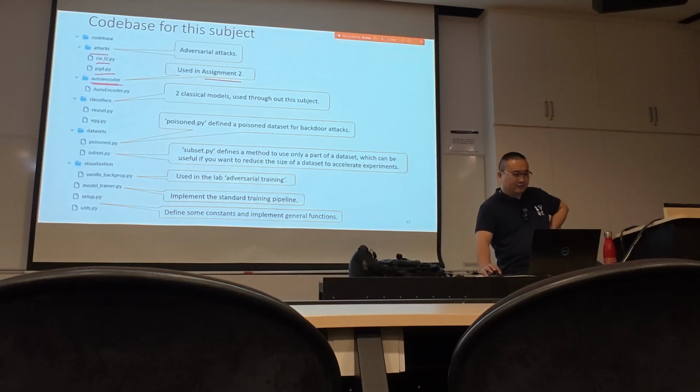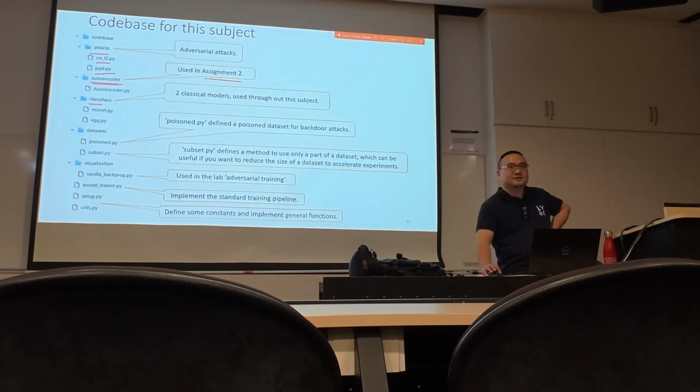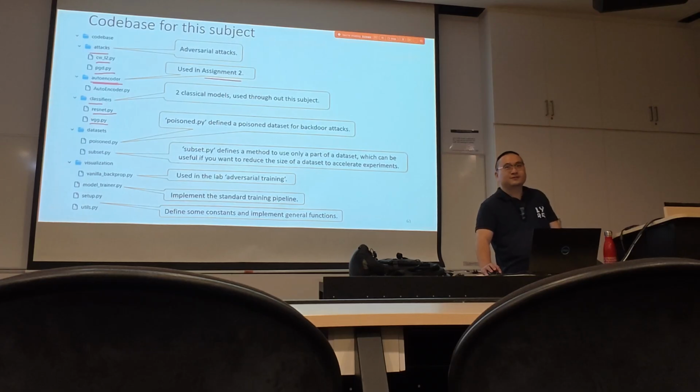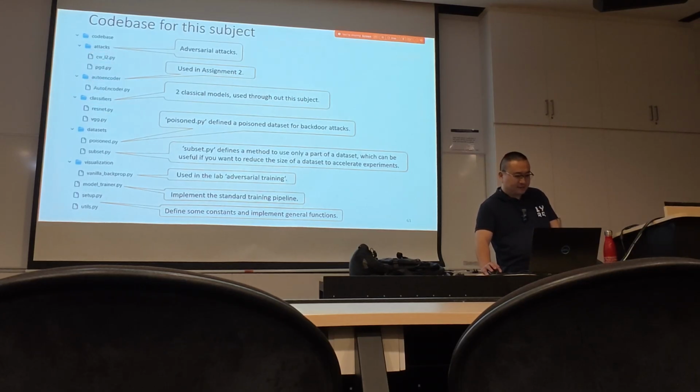And then we provide two classical models. They are classifiers, especially for images. One is ResNet, one is VGG. So you don't need to design your own model. You are provided with the definition of the models. And also, we have the dataset. For the poison dataset, on Wednesday we will talk about poisoning attacks. So you will know what we mean by poison dataset.